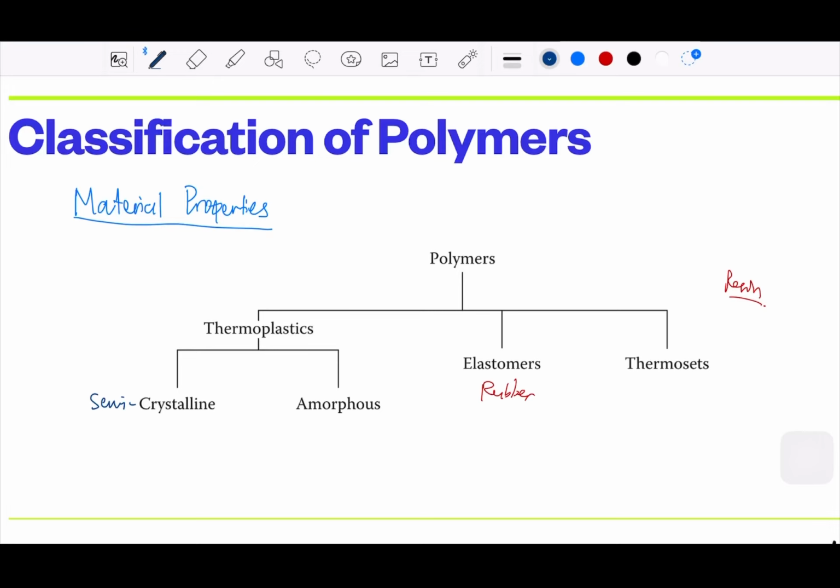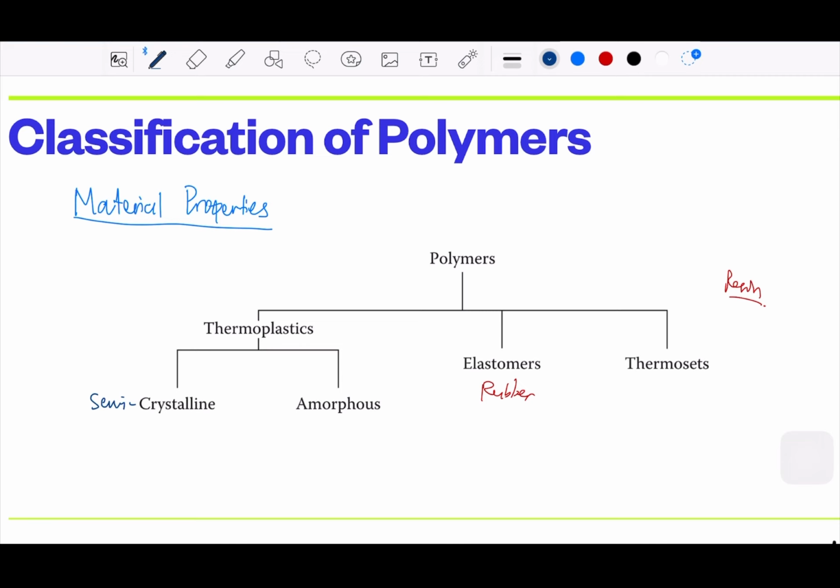Because up until now, in our scientific view, there are no 100% crystalline polymers. I think it's not possible. If you learned material science before, it's not possible, unless you make a single crystal. That's 100% crystal.